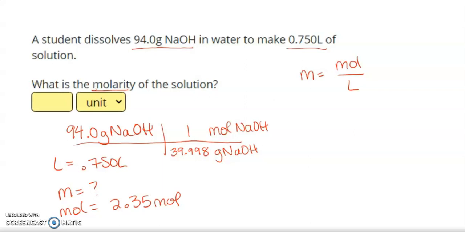Now I have what I need to solve for molarity. So I'll go back to my equation, and I'll use M equals, for moles, I'll put in 2.35 divided by 0.75 for liters. Just punch that in your calculator, 2.35 divided by 0.75, and you get that molarity is equal to 3.13 molar.